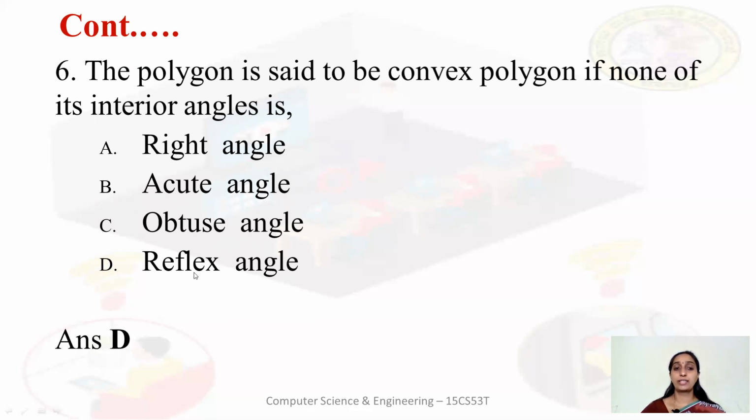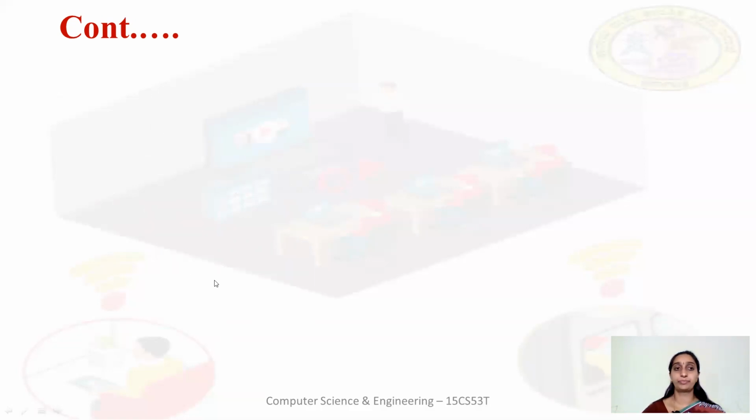Okay. So if there is a reflex angle, what happens? Two line segments enter inside the polygon. Okay. So then that becomes not a convex polygon. Okay. So it's answer D, reflex angle.